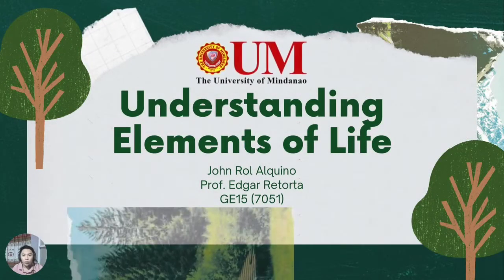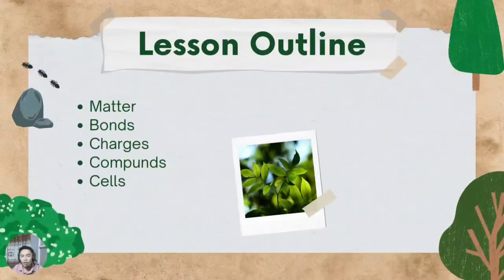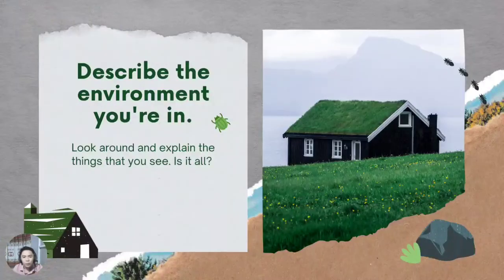Hello everyone, I hope you're doing great. Today for our final activity, I have chosen the topic understanding the elements of life. I hope you would learn something today. We will be learning about these five lesson outlines: matter, bonds, charges, compounds, and cells, and why we have to study all these things and how it is relevant for everyday life.